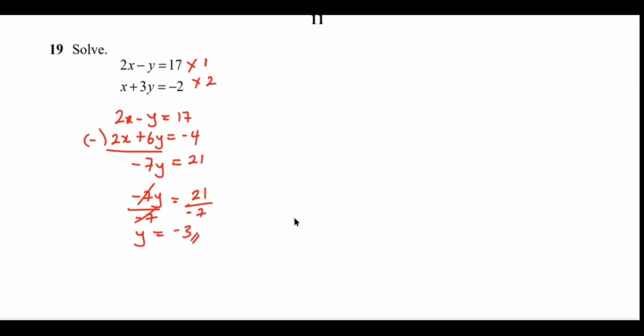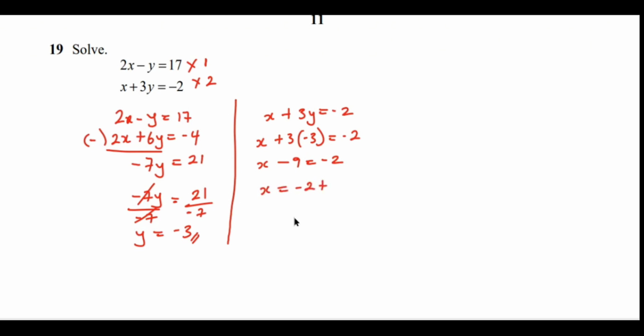Now put it in any of the equations to get your x. I will put it in the second one: x plus 3y equals minus 2. Replace your y with minus 3. You have x plus 3 into minus 3 equals minus 2, so x minus 9 equals minus 2. x equals minus 2 plus 9. When 9 crosses over the equality sign, the sign of the 9 will change. So x equals 7.